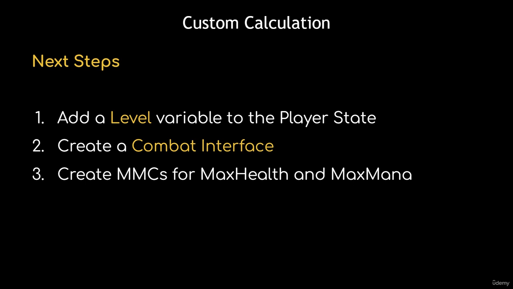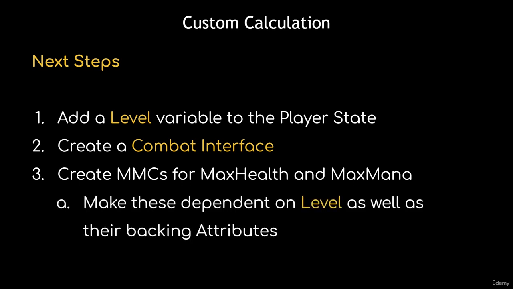I'd like to make an MMC for both max health and max mana. That way, they can be dependent not only on their backing attributes, but on other variables such as the level. So we're going to make these max health and max mana attributes dependent on level and their original backing attributes. For max health, that's vigor, and for max mana, that's intelligence.